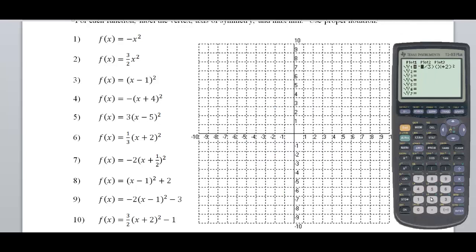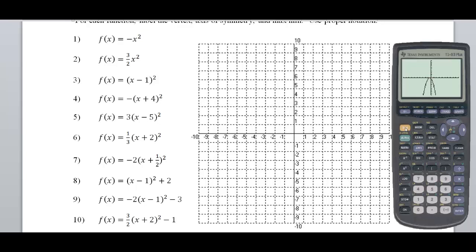So here we have -2, so this is going to be opening downwards, and then x plus 1/2. Let's insert this 0.5, delete. All right, so this is going to shift to the left 1/2 of a tick mark, so it's going to be about right there, and then it's going to be opening downwards because of the -2.